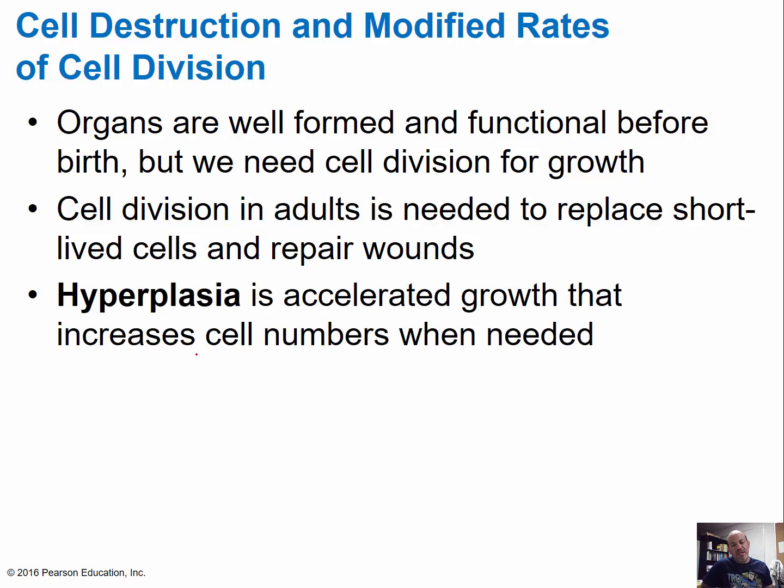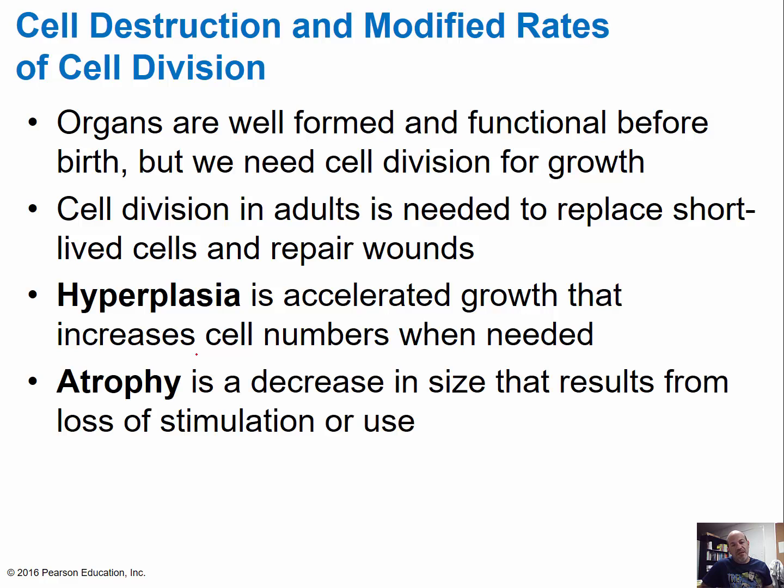Hyperplasia then is the accelerated growth that increases cell numbers when needed. And then atrophy is kind of related here, but if cells are not being used or not needed, they're going to decrease in size, which results from loss of stimulation or use.